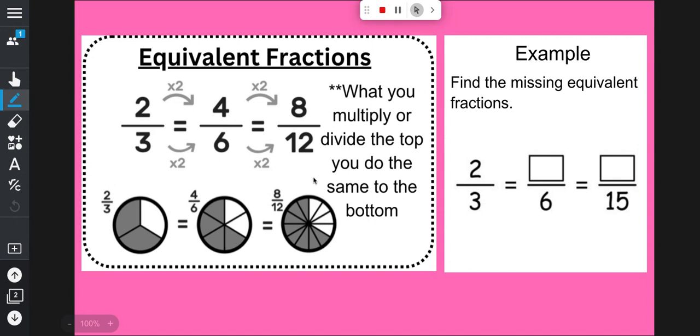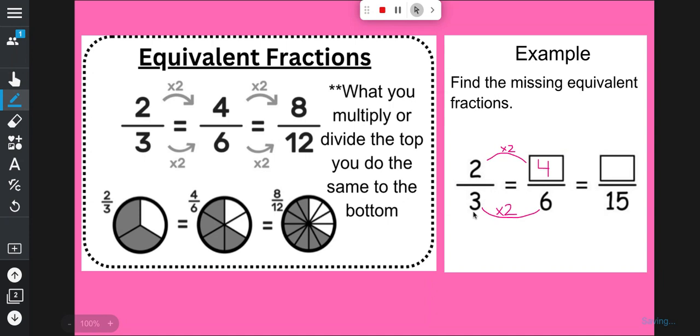The thing to keep in mind is that if you multiply or divide the top number of a fraction, you have to multiply or divide the bottom number by an equal amount. Let's give it a try. If we have 2/3 and we want to move to something over 6, we have to think, what times 3 gets us to 6? And we know that that is 2. So what we do to the bottom, we do to the top. So we're going to do 2 times 2, which will get us to 4.